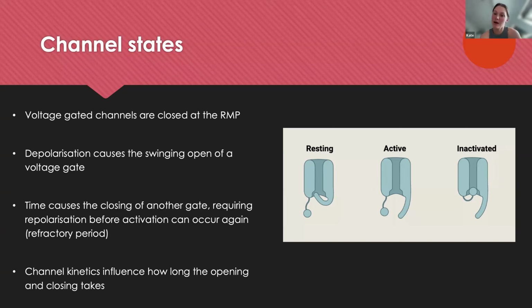There's some experimental evidence showing that the H gate works. Some scientists used pronase, which is an enzyme, which basically inactivates the inactivator. So it stops the H gate from working, and they showed there was no repolarization of the membrane, and action potentials couldn't be conducted along the neuron because the sodium could still move through the sodium channels if they weren't inactivated.